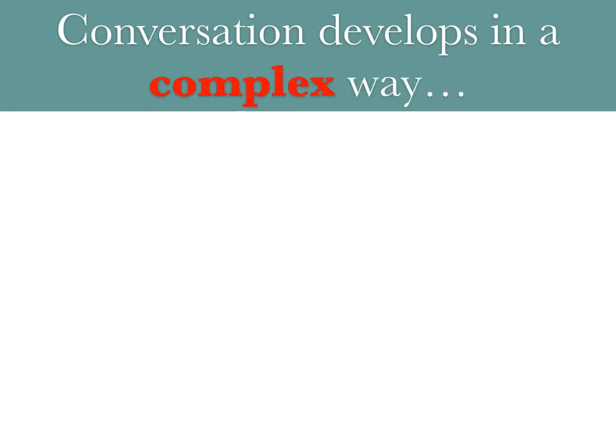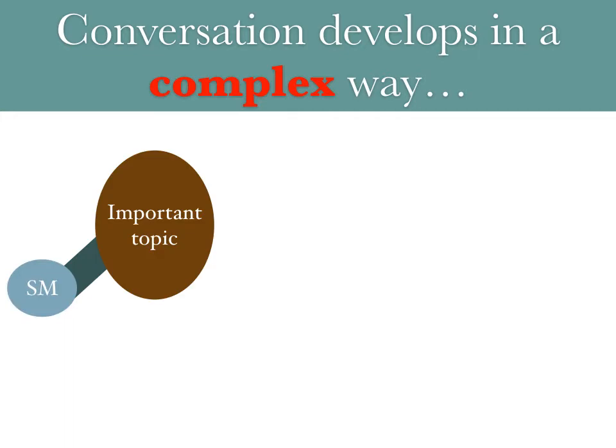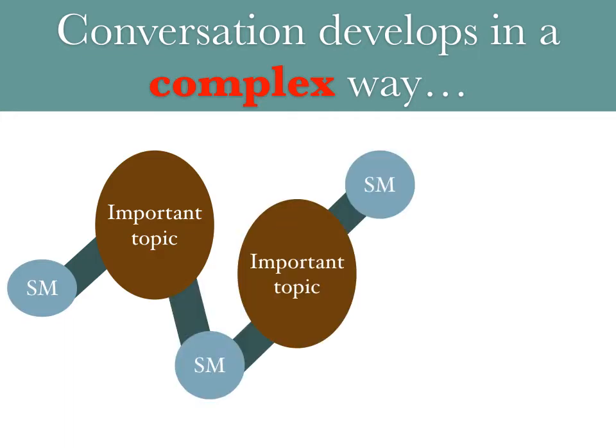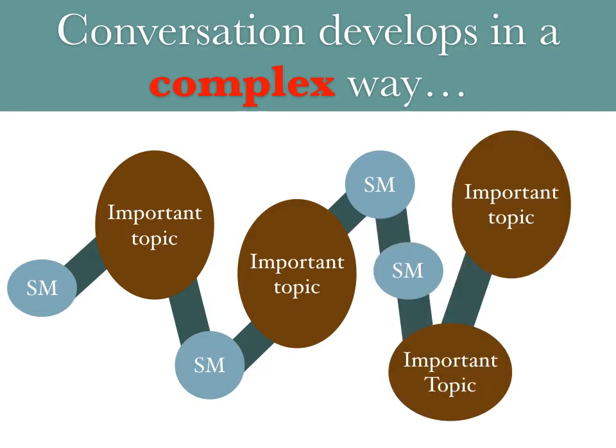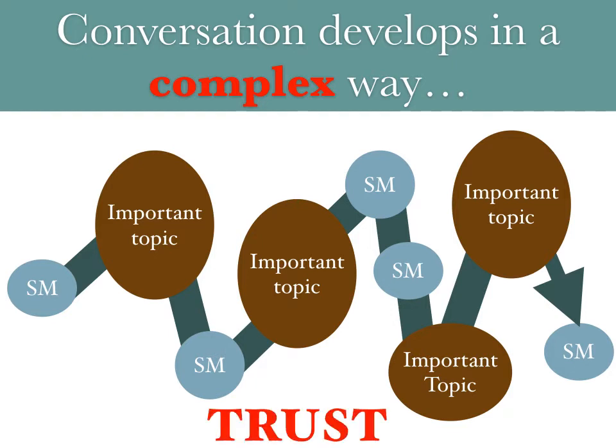Conversation often develops in a more complex way. Small talk acts as an important thread between important topics. As conversations develop, we switch back and forth between small talk and important topics in a dynamic manner. In this way, small talk offers a chance to repeatedly get to know each other and build a trusting relationship.